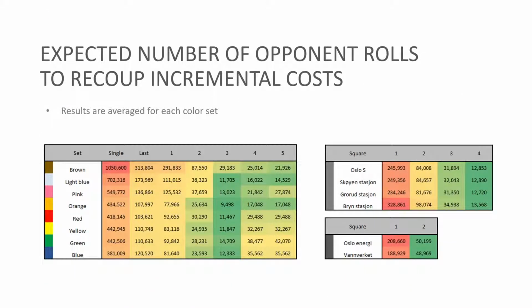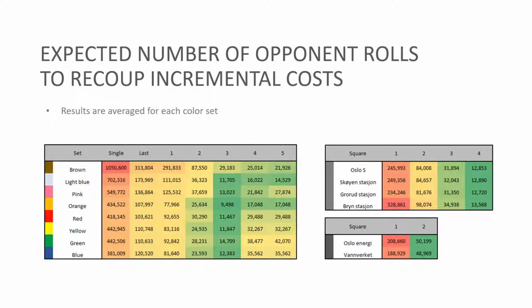Lastly, using the numbers for expected return, we can compute the expected number of opponent rolls to recoup your incremental costs. To improve readability on the model, I've aggregated and averaged the rolls to each color set instead of each street. Once again, it becomes apparent that the highest efficiency on your investment is when improving to 3 houses. Also, we see that the orange color set has the lowest payback period for this improvement.